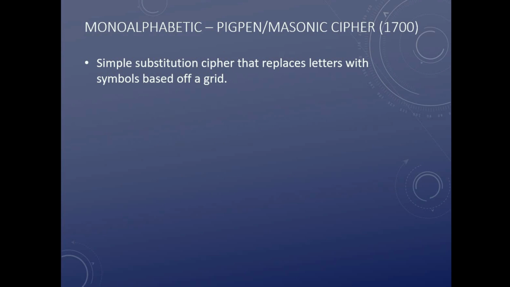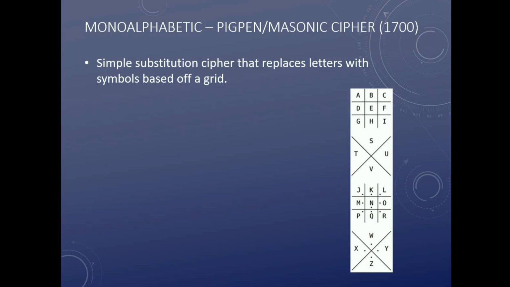Alright. A pigpen or a Masonic cipher. Now this is from the 1700s, done by Freemasons. Again, it's just a substitution cipher, but they don't use letters. They actually use symbols. So they make a grid, and I just took a snapshot of one that was online. They make a grid very similar to this. It can be any graphic at all.